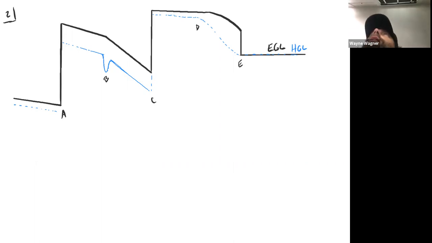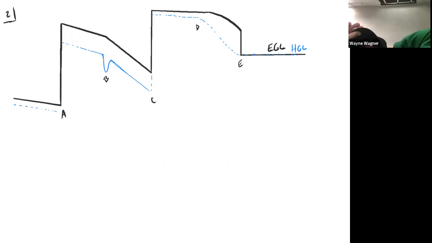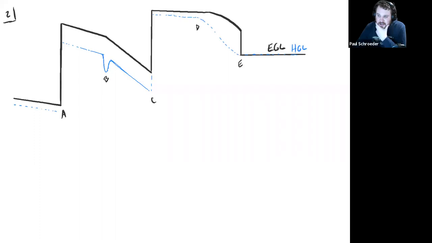All right, so the first question it says is, is there any hydraulic machinery in the system? If so, where and what type? If it says, is there any hydraulic machinery, what they're asking is, are there any turbines or pumps? Any idea if we have turbines or pumps? I would think we'd have a pump at A and C. Okay, it goes up. How do you know that's going up though and not going down? I guess that's true.